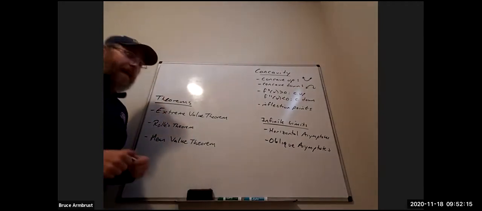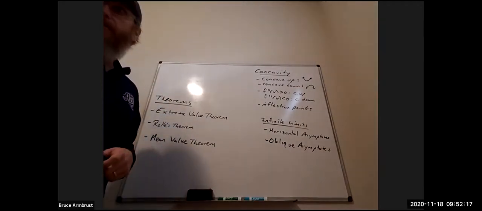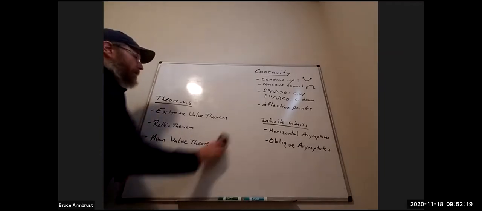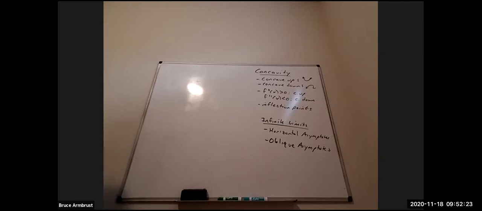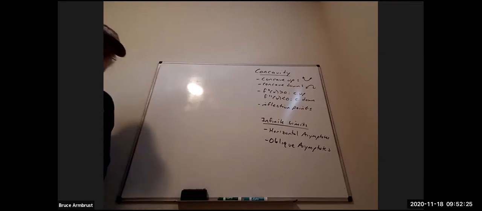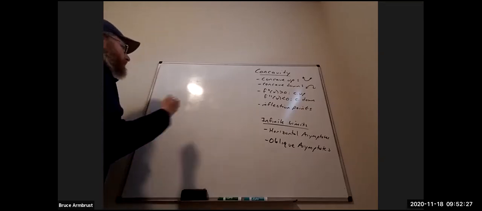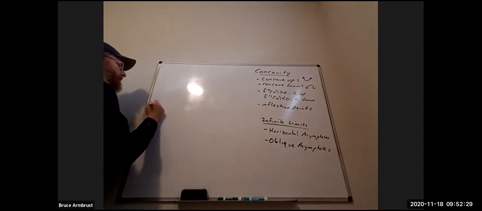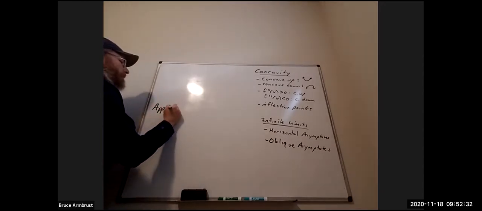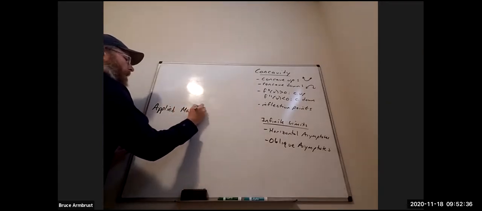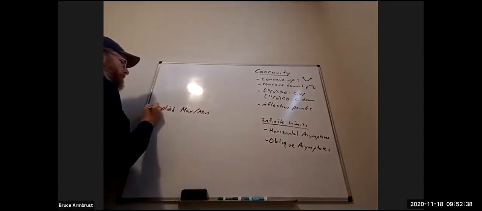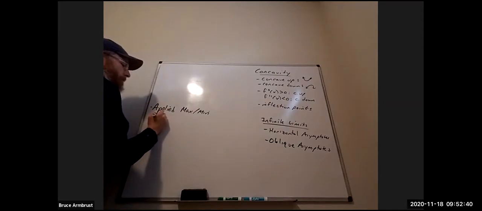All right, so then the last section, the last bit of stuff that we did, I think this is 4.7. Yeah, 4.7 is where this exam ends. So the last thing is the applied max min. Right, so optimization.